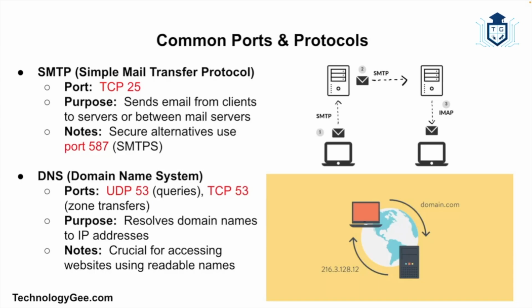SMTP is essentially for outgoing mail services, but you have secure variants that use ports like 587, which is SMTPS. Then we have DNS, or the Domain Name System, which uses TCP and UDP port 53. UDP port 53 is used for standard queries, and TCP port 53 is used for zone transfers and responses that are too large for UDP. Its purpose is to resolve domain names to IP addresses. DNS is vital for accessing websites and services on the internet using human-friendly names.